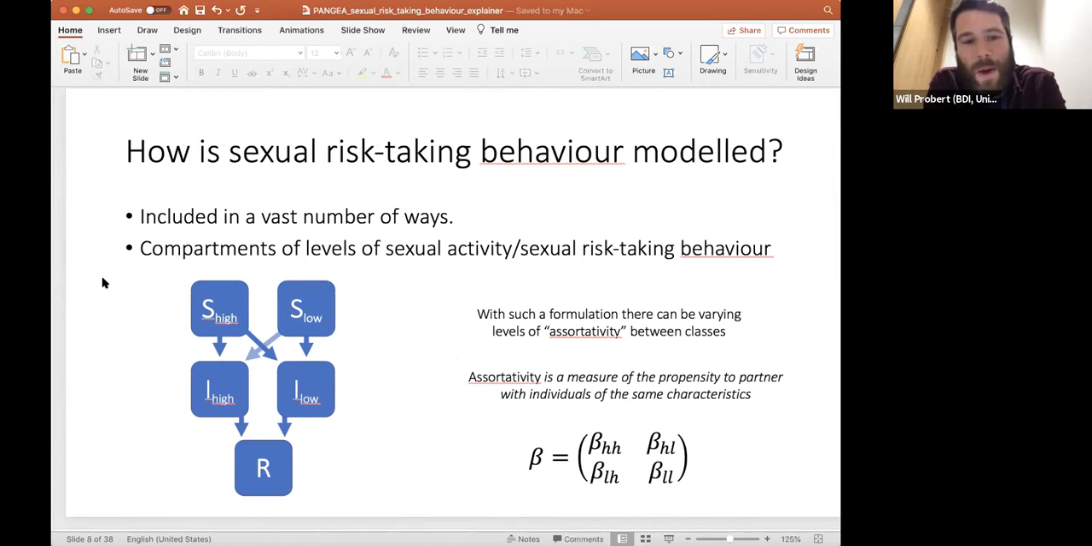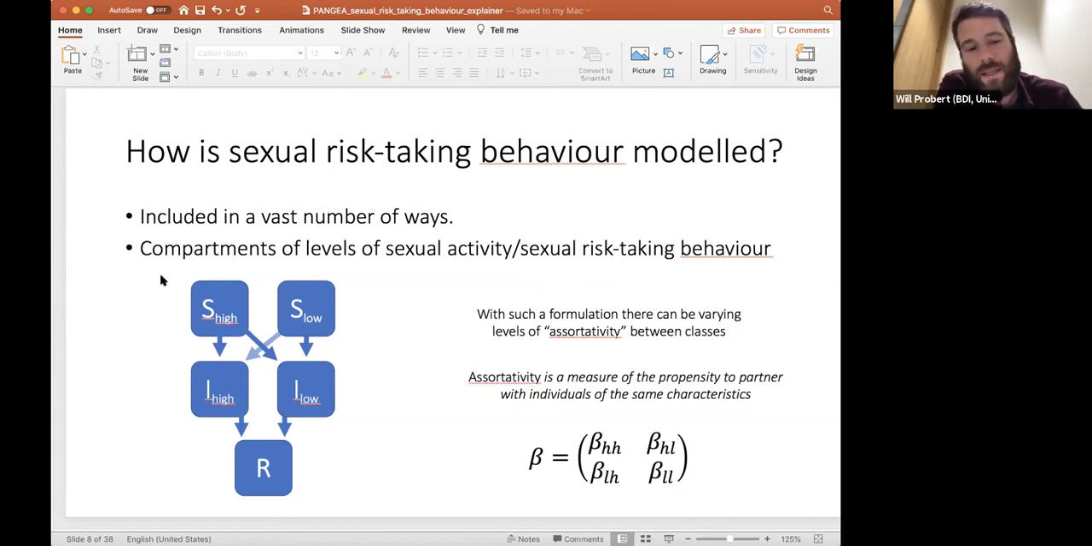I was a little bit overwhelmed at this topic. I think it's very large. There's a huge number of ways in which it's taken into account. I think in the most straightforward way, the simplest way in analytic models, the population is split into different compartments, different levels of sexual activity or sexual risk-taking behavior.